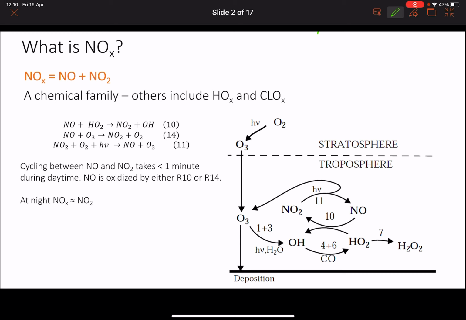Of course, because the photolysis of NO2 to NO requires light, it means that at night that can't happen. So at night, you keep forming NO2 through the NO plus HO2 and NO plus ozone pathways, more so through the NO plus ozone pathway. But then you can't break the NO2 back down to NO. And so NOx at night is essentially equivalent to NO2.